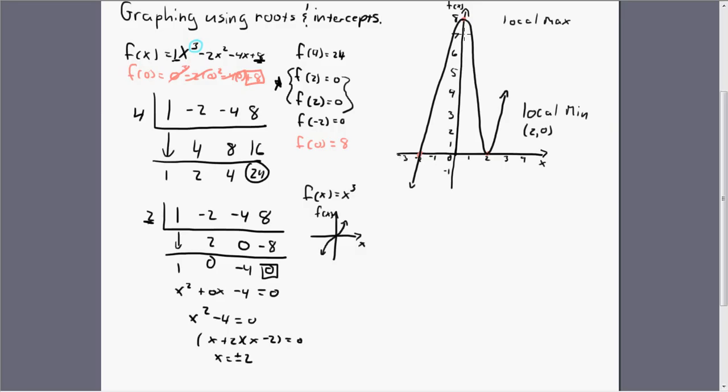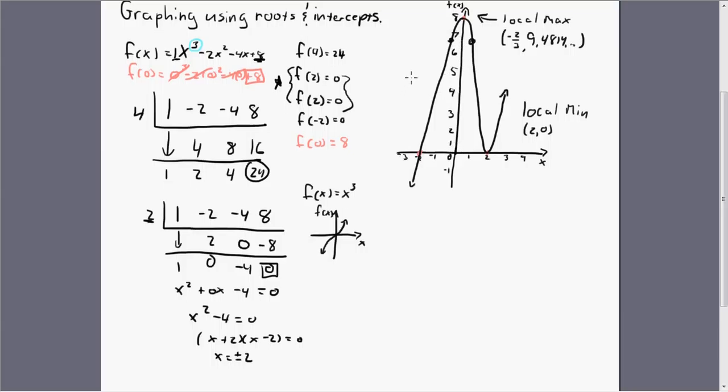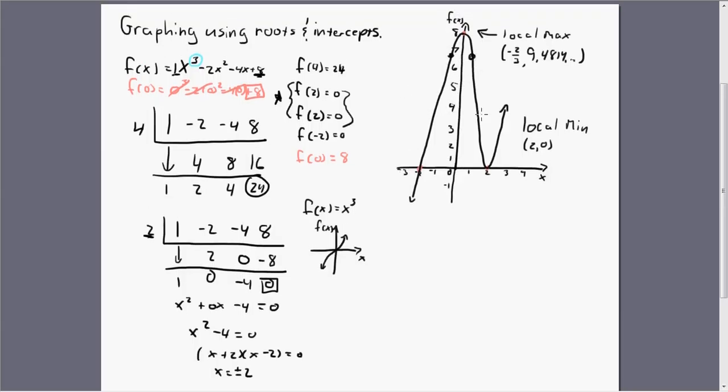Our local max appears to be 0, 8, but that's not actually accurate. If you take a look at your graphing calculator and you select 2 points to check between, you'll find out that your local max ends up actually being negative 2/3 and 9.4814, which goes on and on. We were just looking for a general sketch of what this should look like, and we were only off by a tiny bit.